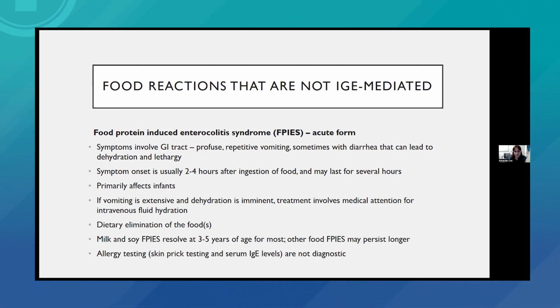This is treated by dietary elimination of the food or foods. We find that milk and soy FPIES usually resolves by the time the child is 3 to 5 years of age. For other foods that cause FPIES, it may persist for longer. And with this allergy, skin testing, like the skin prick testing and the serum IgE levels that I was discussing before, are not diagnostic. But this is one condition where we do use the oral food challenge in a special setting to determine if the FPIES has resolved in an older child.